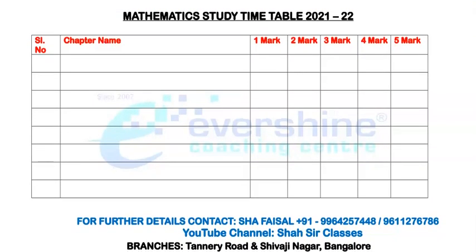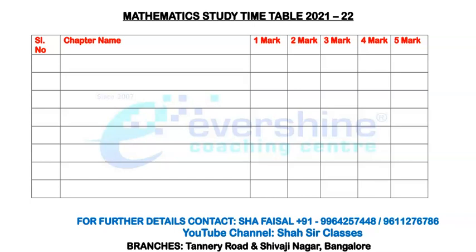First, what you need to do is take the printout of this chart. Once you take the printout, what you are supposed to do? For example, serial number 1, write the chapter name. Let it be arithmetic progression. Now you want to study your exam portion in such a way that you just tick here. Why? Because I am giving this information here.